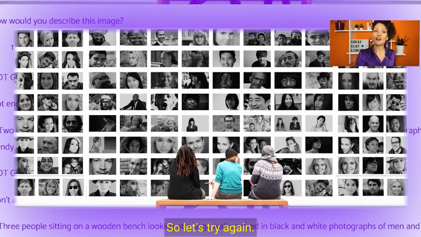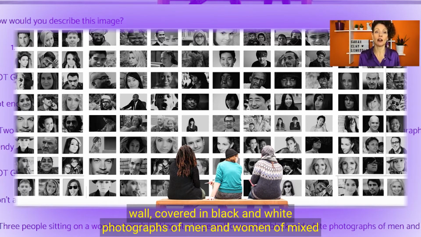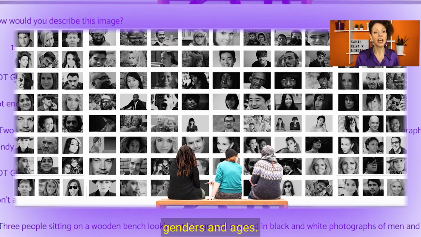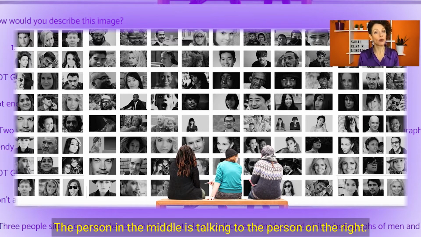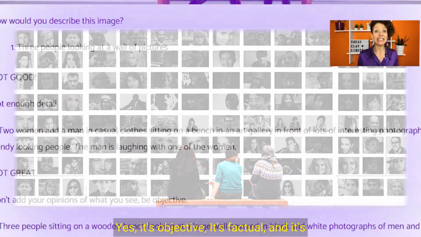So let's try again. 3 people sitting on a wooden bench, looking at a large wall covered in black and white photographs of men and women of mixed genders and ages. The person in the middle is talking to the person on the right. Yes, it's objective, it's factual, and it's detailed.